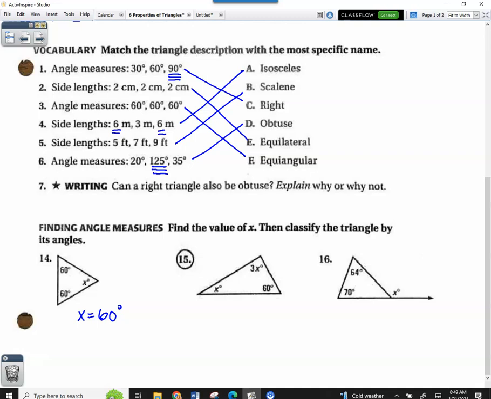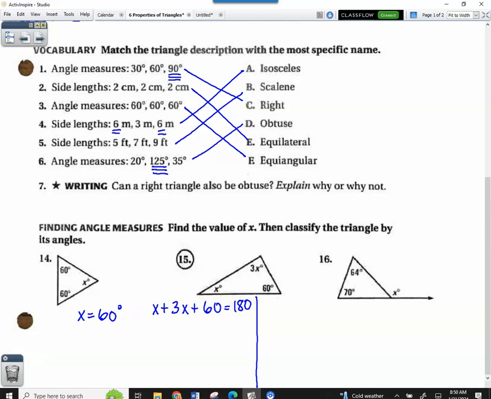All right, 15. We're finding x. One technique is to set up the entire problem as adding the 3 angles to equal what? 180. That technique works. There's nothing wrong with that technique. It just takes longer. That is the only downfall.